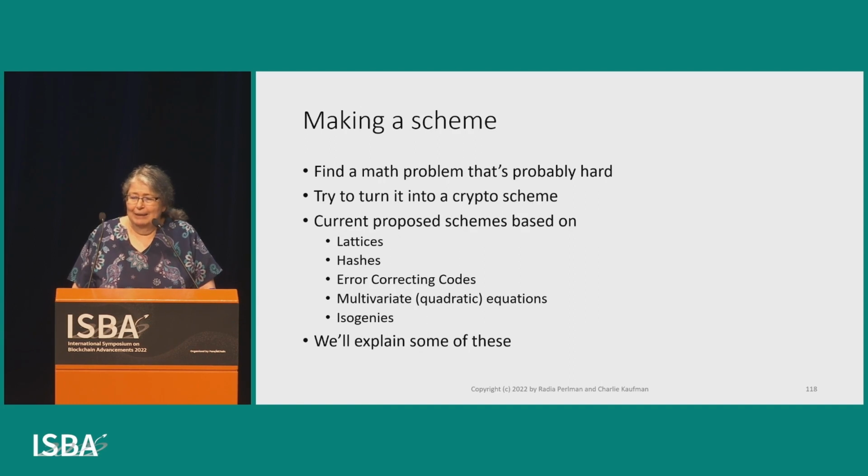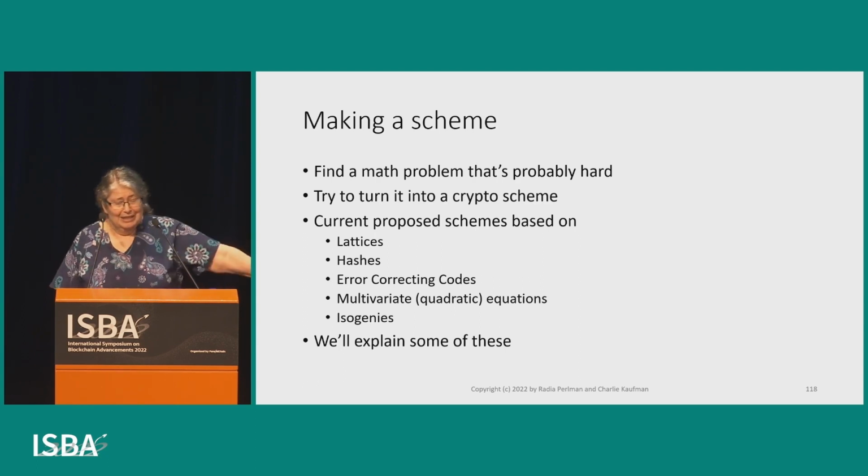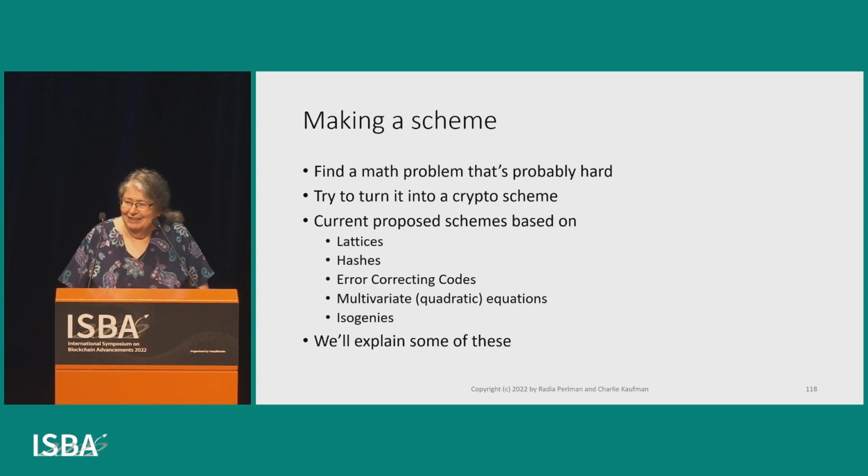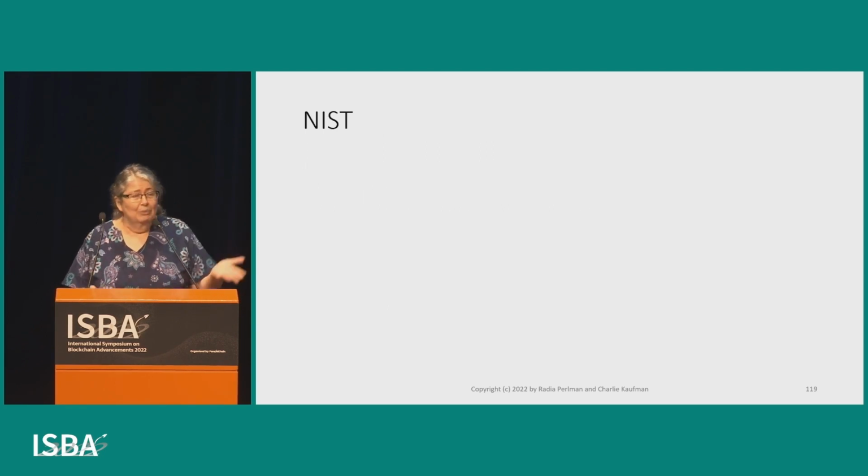So how do you make a scheme? Well, you find some math problem that you hope is hard because mathematicians have been trying to come up with good solutions and they don't. And then you have to somehow turn it into a cryptographic scheme. And the current proposed schemes are based on, you know, these words that will become less mysterious in a minute, you know, lattices and error correcting codes and stuff. So we'll talk about whatever we have time to talk about, but they're all interesting in their own way.